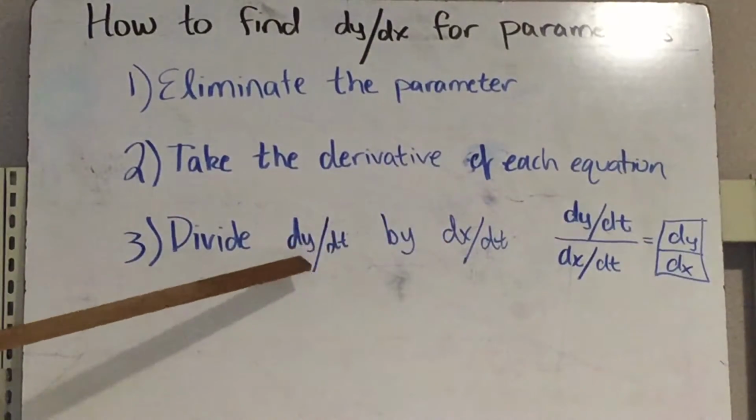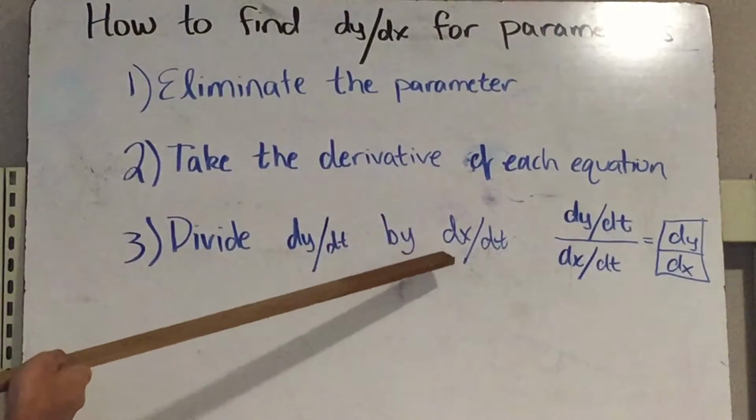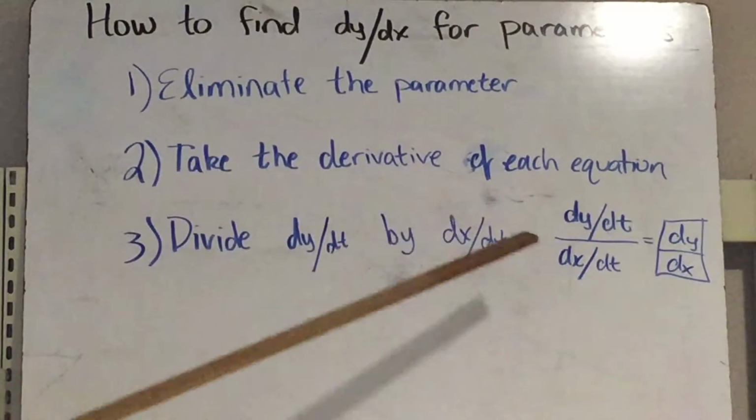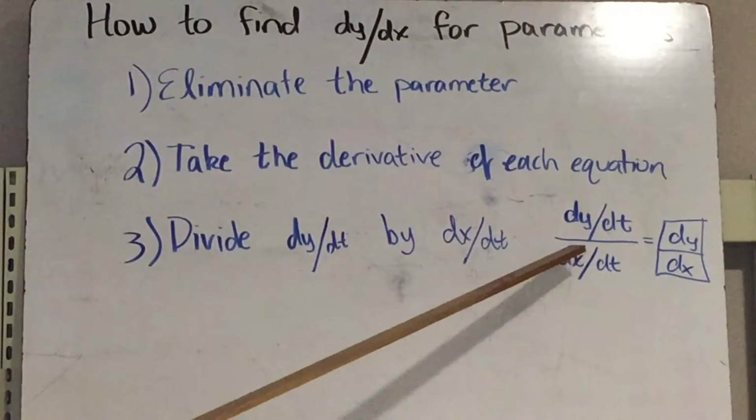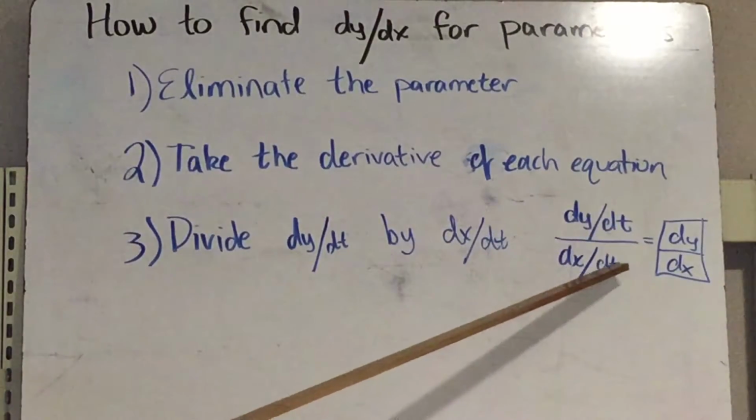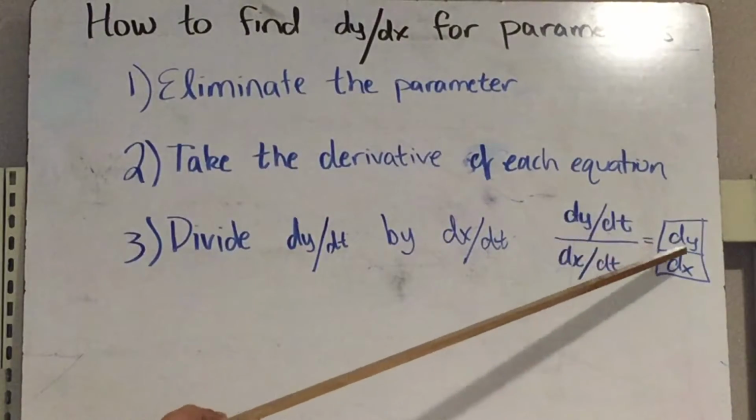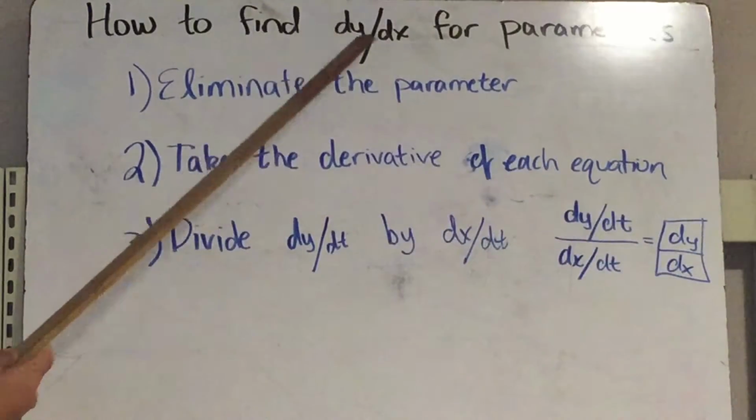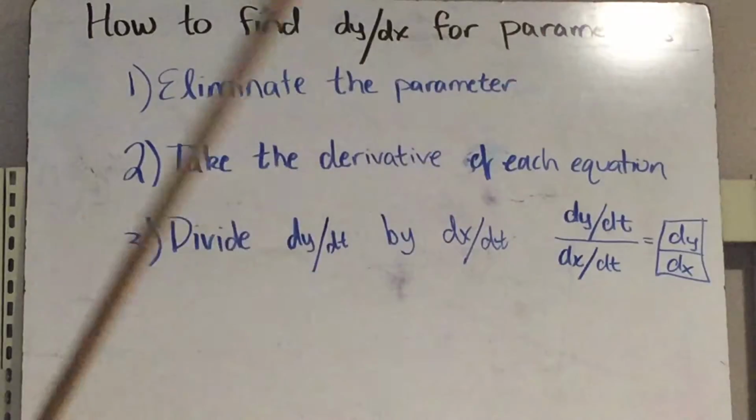We divide the derivative of the y parametric equation by the derivative of the x parametric equation. So we can see kind of algebraically how this works out. If we take dy/dt divided by dx/dt, the dt's kind of cancel out, and we get dy/dx. And that's how we find dy/dx for parametrics.